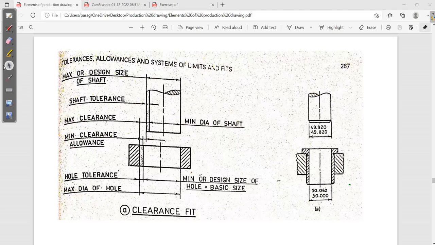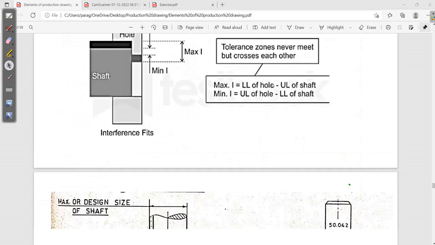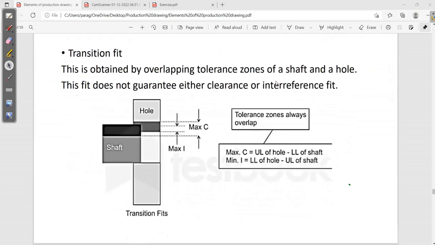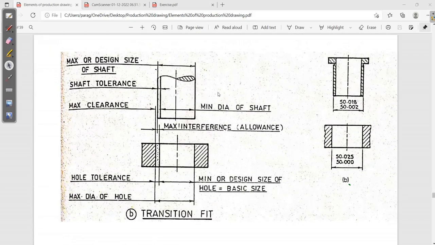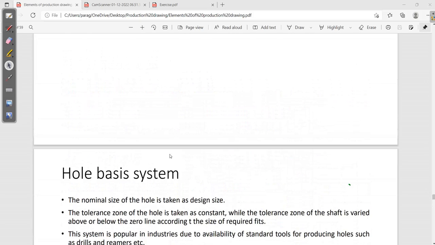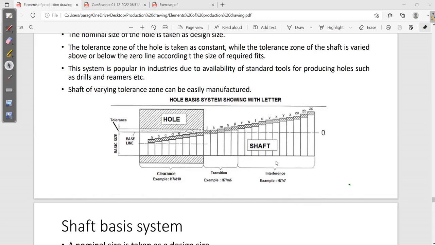I will send you the PDF. This is the diagram for interference fit and the diagram for transition fit, for the hole basis system. Don't remember this complicated diagram. Only you have to remember this thing.